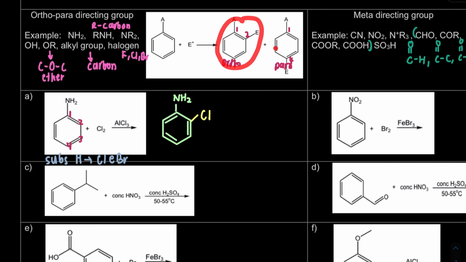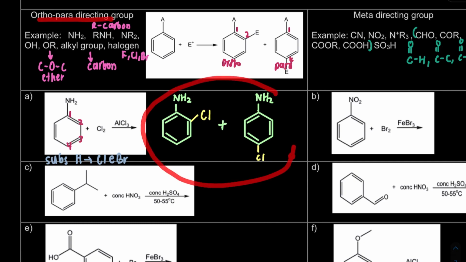Okay, how about the para one? So for the para, it will be position 4. So here 1, 2, 3, 4. So here will be my Cl. Okay, so for the ortho-para directing group, we will have two different products. One is the ortho, 1, 2. One will be at the para, 1, 4. Okay, so that will be the answer for question A.